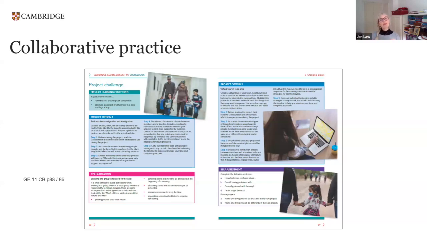Okay. The other thing that we've done with the project challenges in 10 to 12, and particularly at the top end of 11 and 12, is to start giving students responsibility within the group, different roles to play to encourage those responsible attitudes as well in collaborative situations.